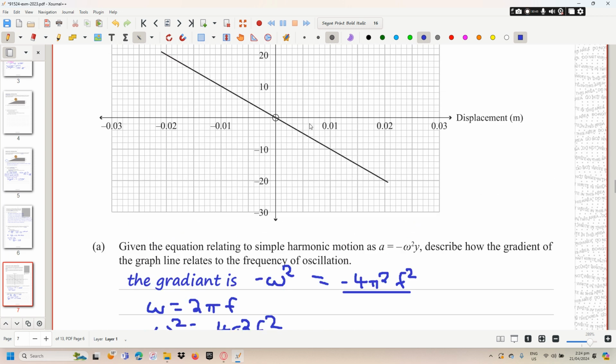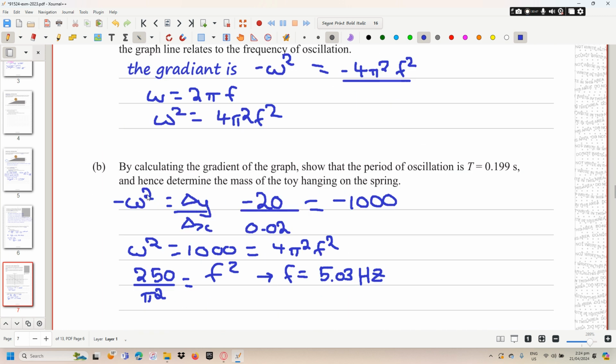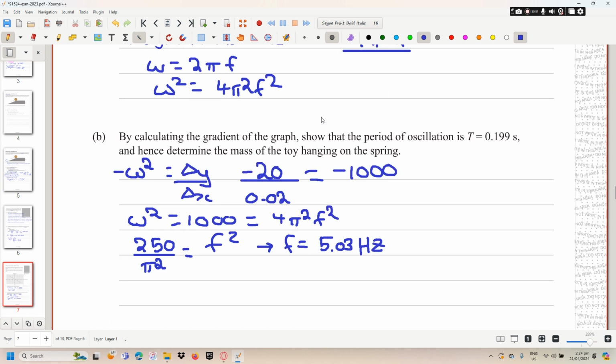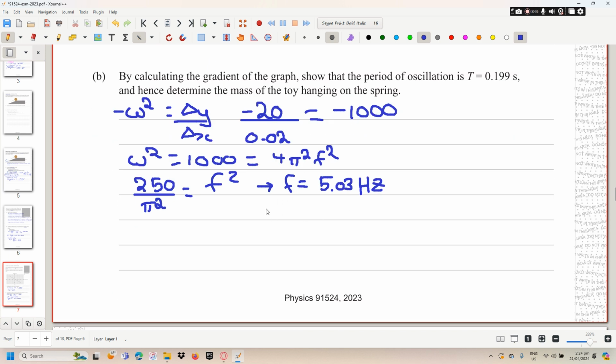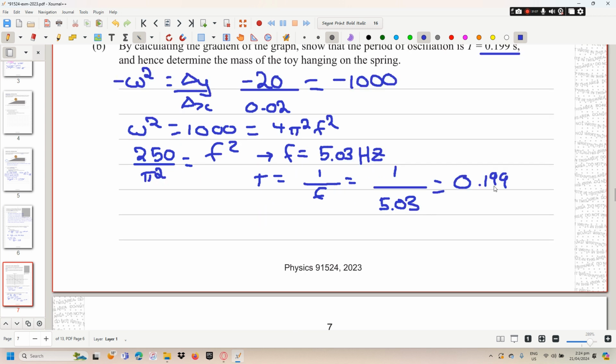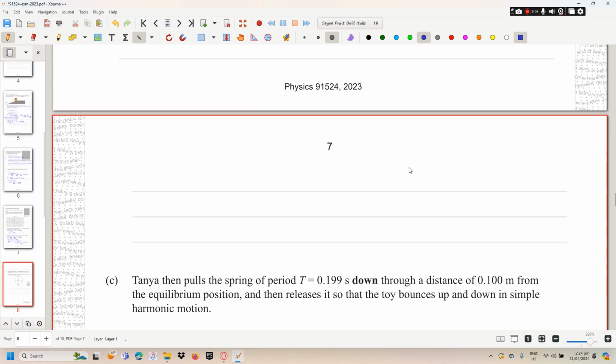So this is a look-at-the-graph one. You calculate the gradient, and then you set the gradient equal to the scalar, and then we use the relationship we derived over here. And that means that T equals 1 on f, which equals 1 on 5.03, which does indeed equal 0.199. And you can see that because this is very close to 0.2, which is a fifth, and this is very close to a fifth. So there we go.